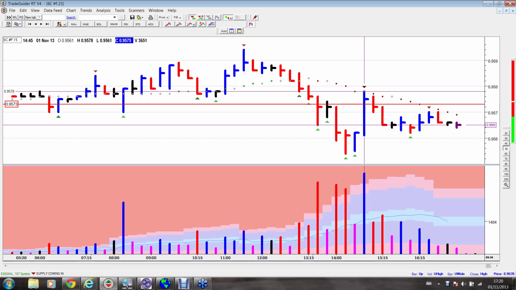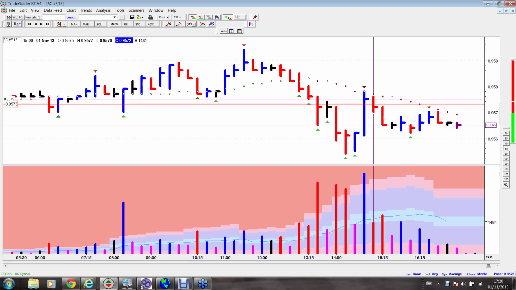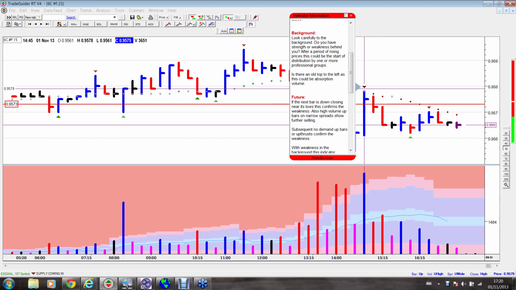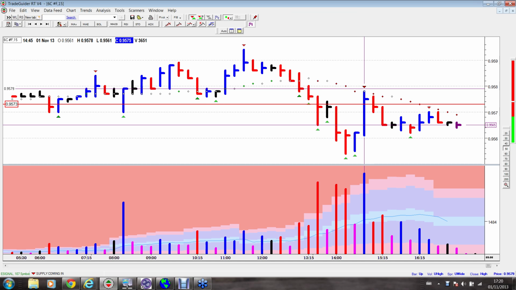The next bar confirms it. So we're always looking to read the indicator dialog boxes. Okay, it's down, it's closing near the lows. So now I know at that level there's weakness.